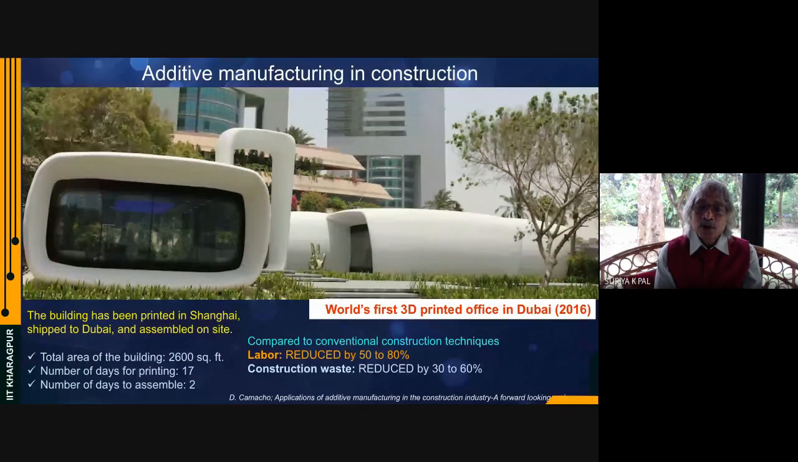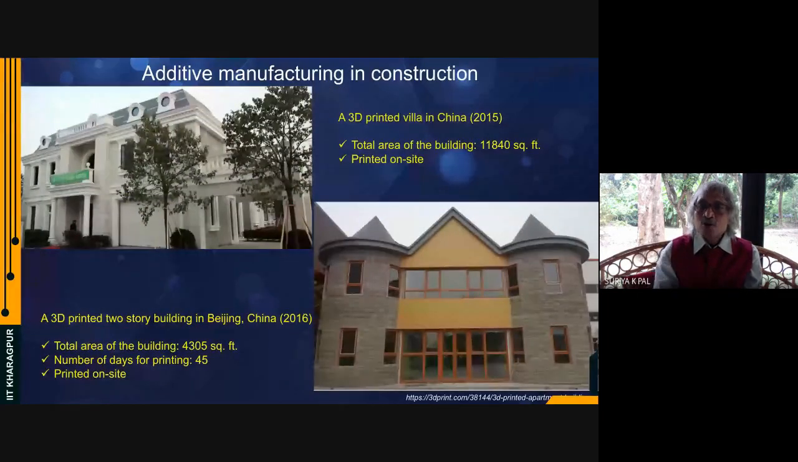The concrete component was printed in Shanghai, shipped to Dubai, and assembled there in Dubai. Think of the potential of these things. Something is getting printed in a different country, being brought to the site and assembled on the site. And in this way, very quickly, in 17 plus 2, that means 19 days, a building, an office place, is getting constructed, up to 2,600 square feet in area. Labor reduced is 50 to 80%. Construction weight reduced 30 to 60%. And also, as I mentioned, that it started in 2015-16.